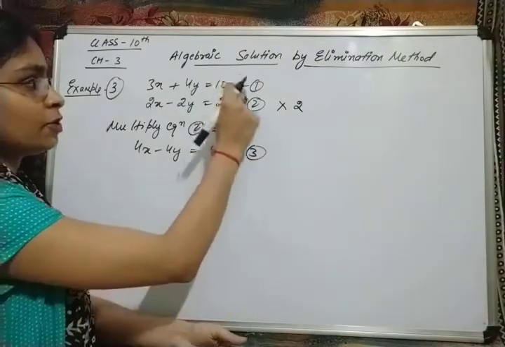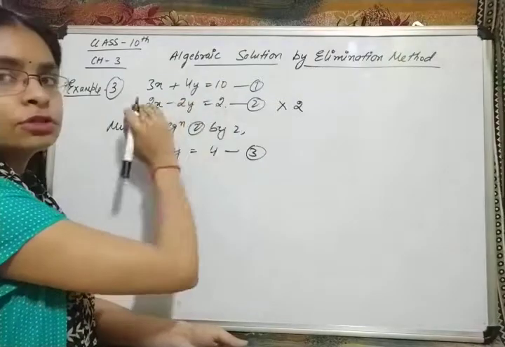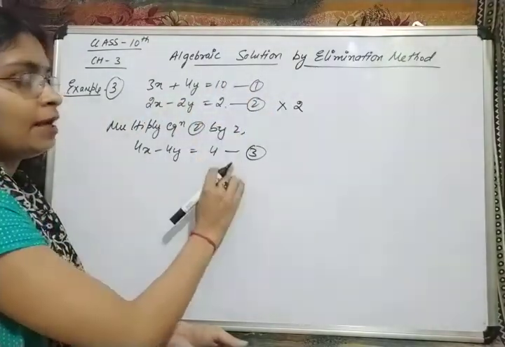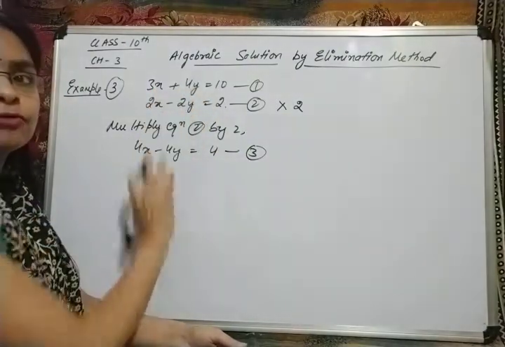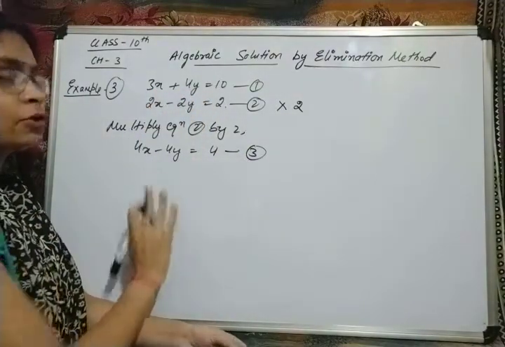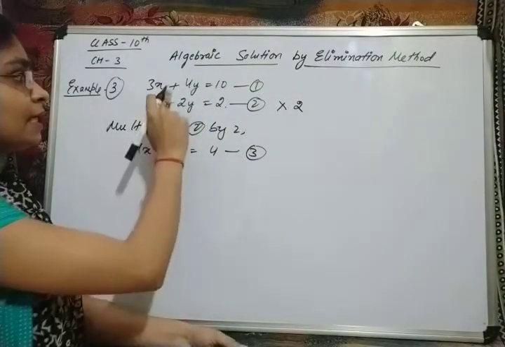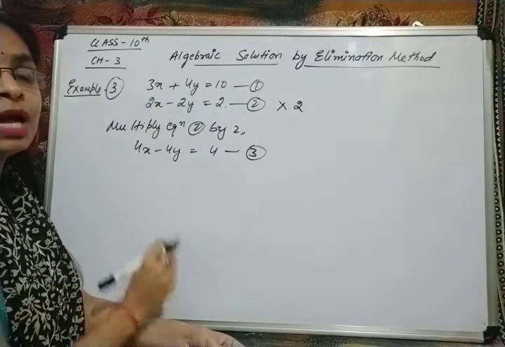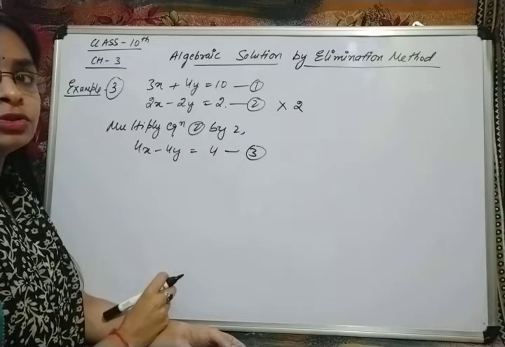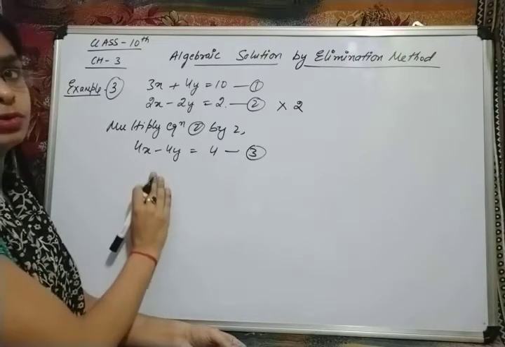Now just see equation number 1 and 3. Just forget about the second equation. Now see the coefficient of y, 4 and 4, it is the same. So the coefficients are now the same. Now see the sign. It is plus and it is minus. If the signs are opposite, we are going to add them. What are we going to do? We are going to add those equations.